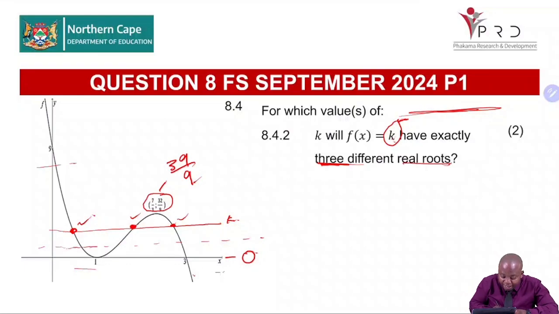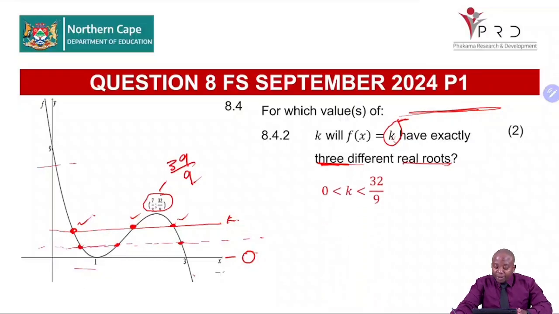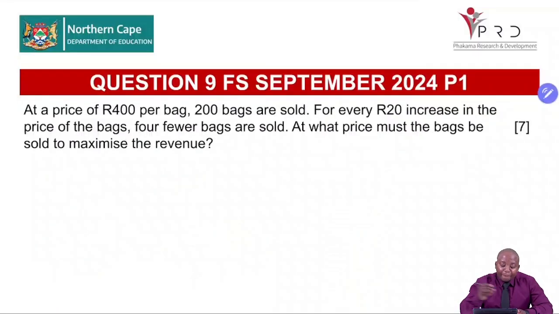So even if I draw my line k here, it's going to cut at this point, that point, and that point, continuing until 0 there. So we can see that when we get here, it's going to be 1 point. You can see that it's going to be included. Here also is going to be included because it's going to cut only once and once there. So k can be found between 0 and 39/9. So that is where our k is going to give us 3 real different roots.